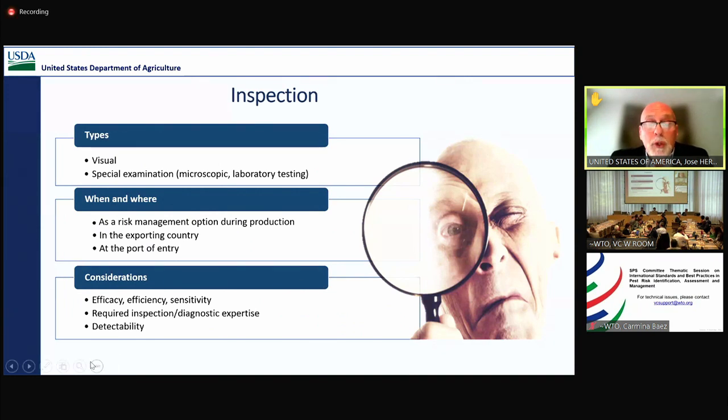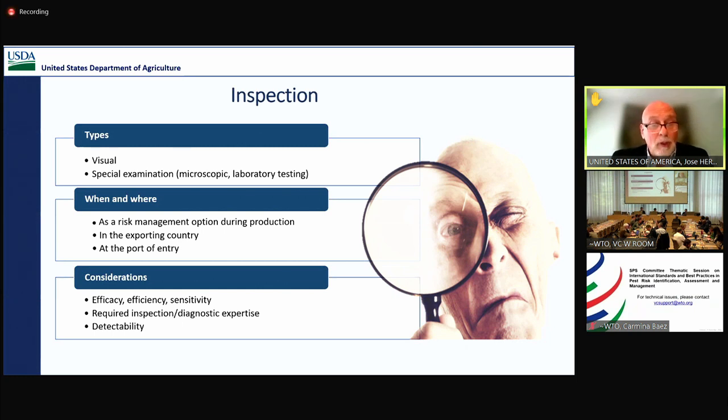Inspection is the most frequent measure used for phytosanitary certification. IPPC defines inspection as an official visual examination. Special forms of examination used to inspect a commodity can include laboratory testing and microscopic examination. Inspection can occur in different stages, for example, at the port of entry in the importing country, or in the exporting country. It could occur as a risk management option during various stages, for example, before, during, or after harvest of plant and plant products.